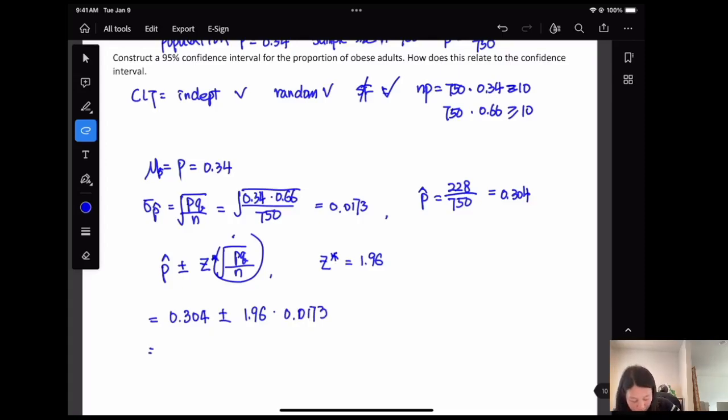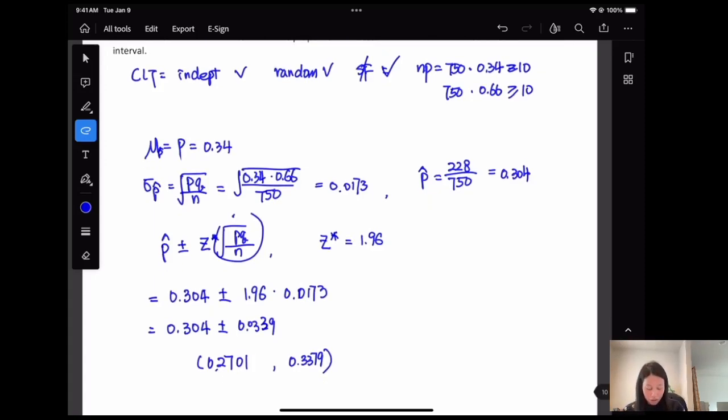Okay, so this is approximately equal to 0.304 plus or minus 0.039. Oh, sorry, it's 0.339. So I calculate that. So I got this confidence interval, which is 27.0% to 33.79%. Okay, so this is our 95% confidence interval.